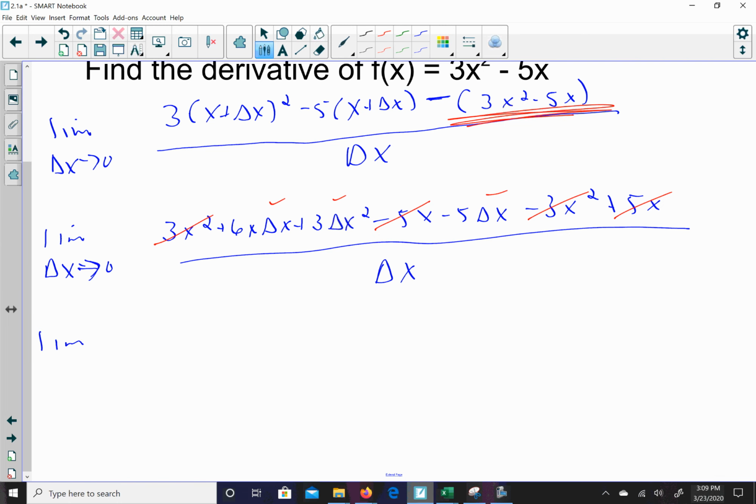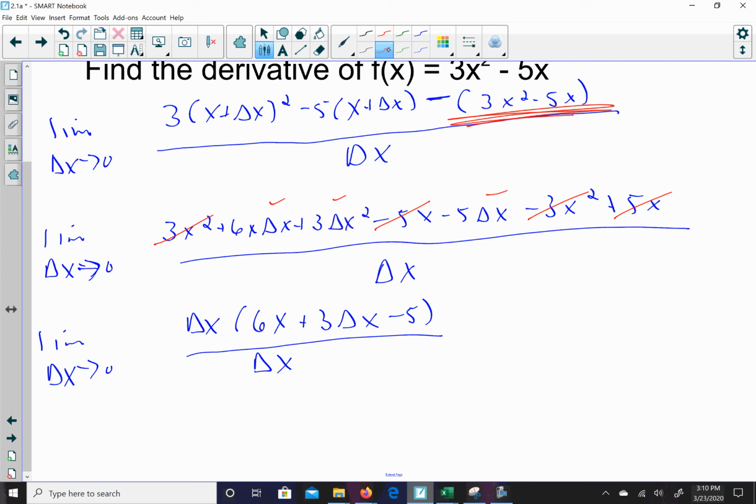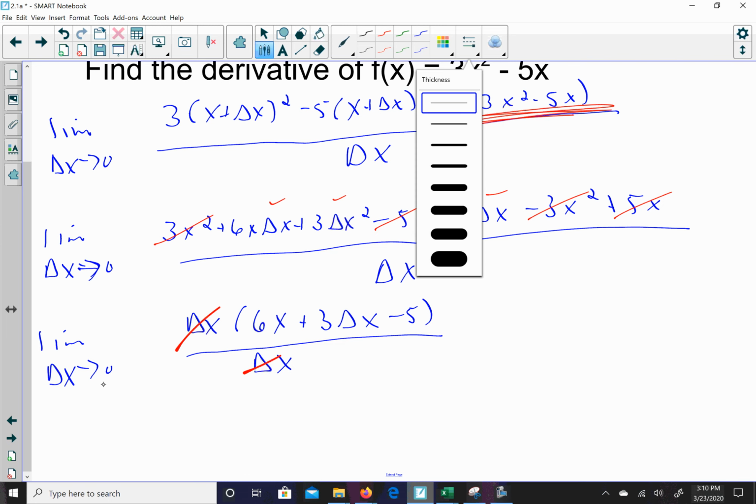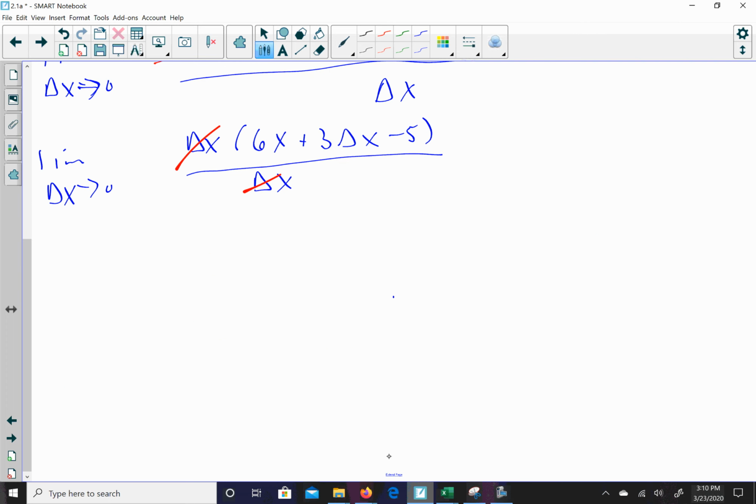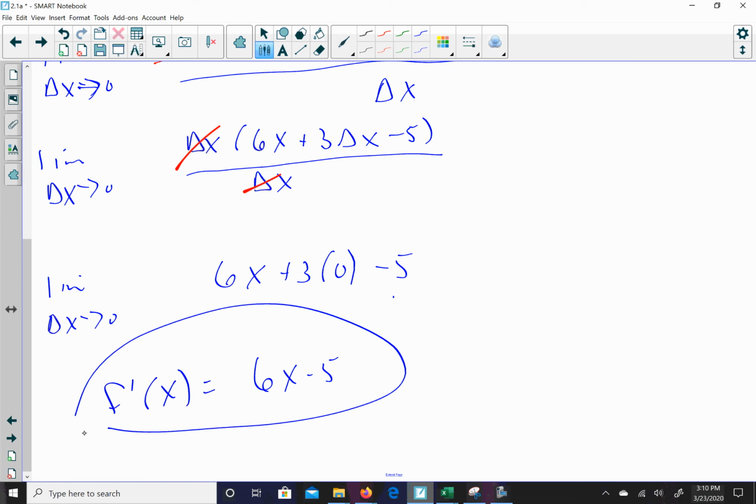So I'm still taking the limit as delta x approaches 0. Factoring out the delta x, I'm going to have 6x plus 3 delta x minus 5, and this is all over delta x. Now that I made that delta x a factor, it can simplify. And now that it's simplified, it's okay for me to put 0 in for this delta x, so I'm going to do that as well. So now when I take the limit as delta x approaches 0, I'm going to have 6x plus 3, and in place of that delta x, I'm writing 0, minus 5. So I'm left with 6x minus 5, and that is my derivative. I'm going to write the derivative notation, and that's my formula for the derivative.